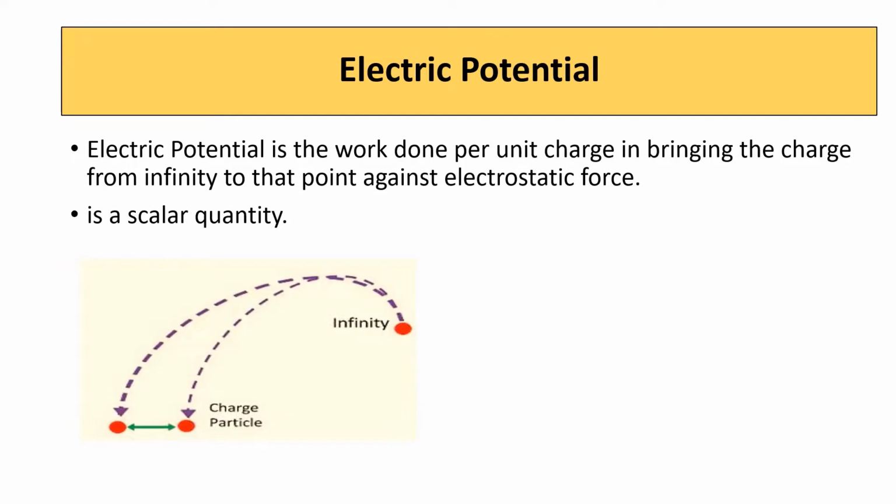The electric potential at this point, say A, is the work done per unit charge in bringing the charge from infinity up to that point. For this point B, you should bring the charge from infinity up to that point. The work done per unit charge in bringing the charge from infinity to that point is called the potential at that point.